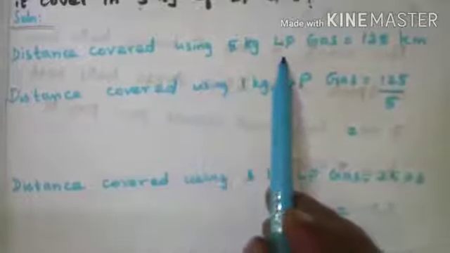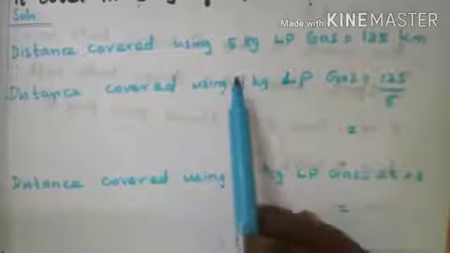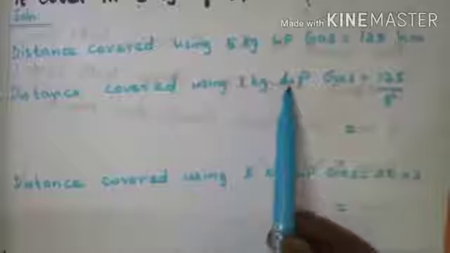Solution: distance covered using 5 kg LP gas is equal to 125 km. Now we are going to find for 1. Therefore, distance covered using 1 kg LP gas is equal to 125 divided by 5. Now we are going to divide 125 by 5.